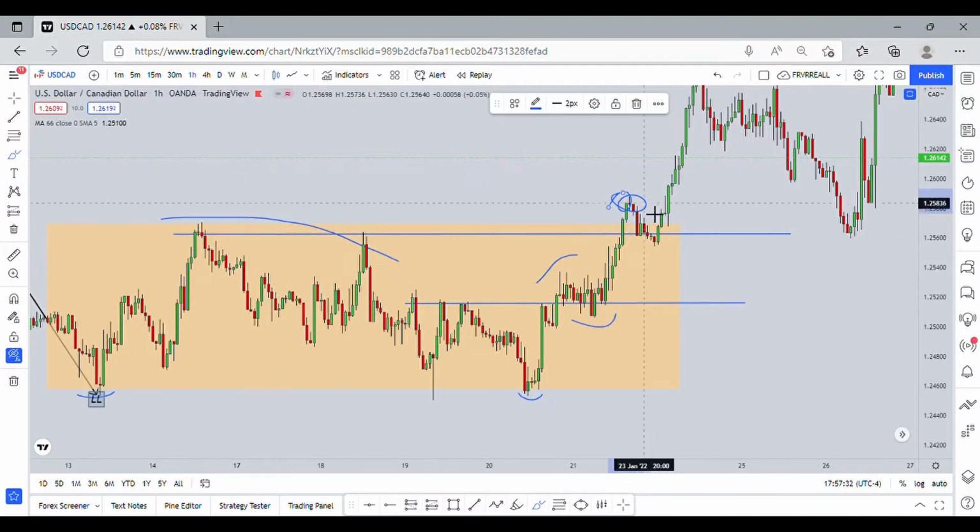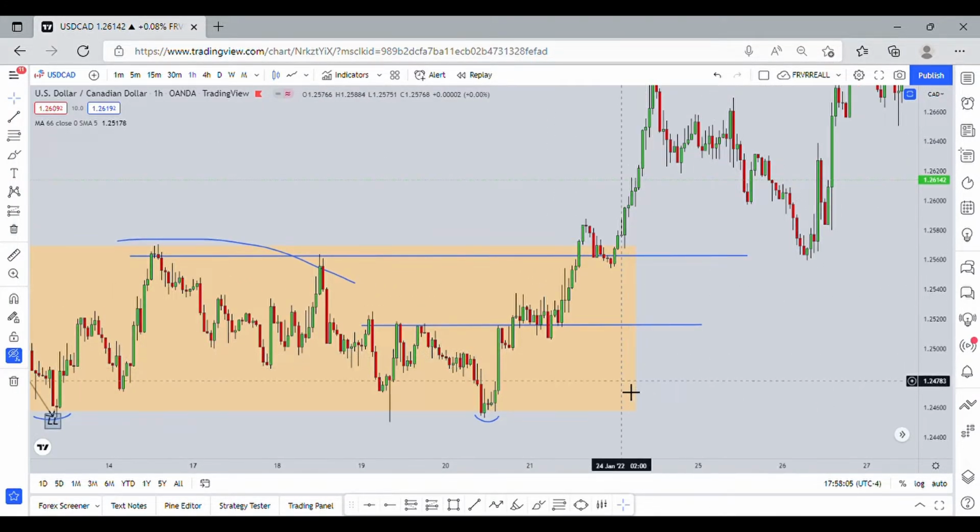Price breaks above, makes a retracement, and then forms a new higher low, because this low is higher than this low, right? Simple as that. That's all it is when price transitions from a range to a trend.